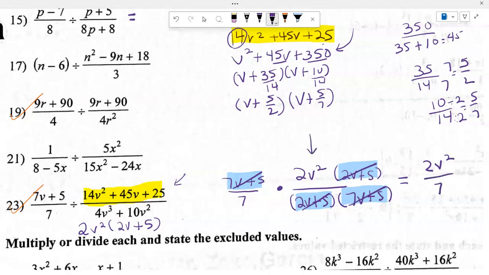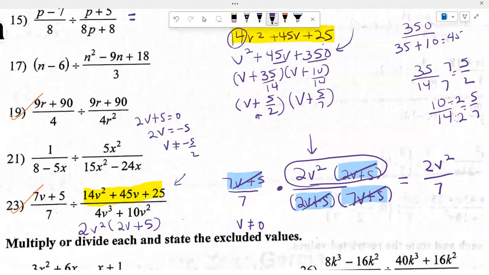Now the easiest thing to figure out for restriction, we know that since this was in the denominator, v can't equal 0. That's the first one. Now to find out the other ones, you're going to have to set 2v plus 5 equals 0. So I know when this is going to be 0. So it's 2v equals negative 5. So v can't equal negative 5 over 2.